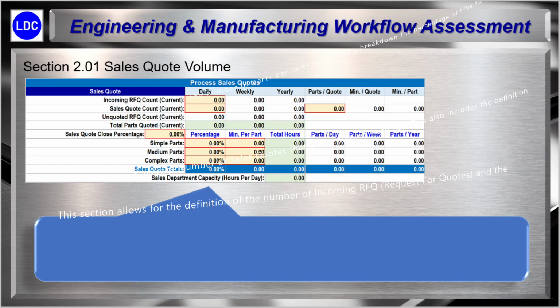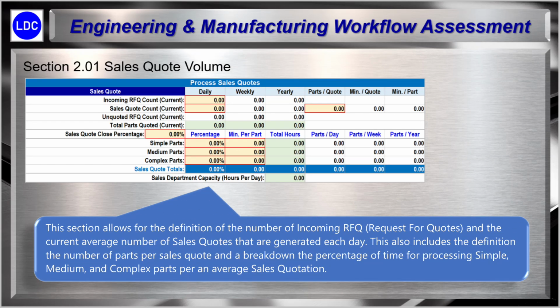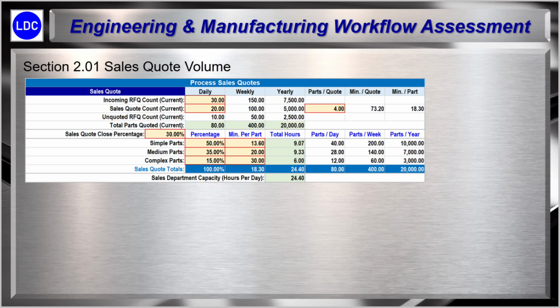This section allows for the definition of the number of incoming RFQ, request for quotes, and the current average number of sales quotes that are generated each day. This also includes the definition of the number of parts per sales quote and a breakdown of percentage of time for processing simple, medium, and complex parts per an average sales quotation.